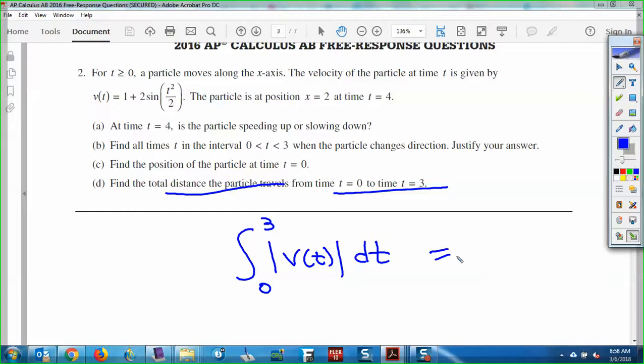What do we get? 5.301. Okay? That's it. It is really that simple. Find the total distance traveled. When you see total distance traveled, that's the integral of the speed, which is the absolute value of velocity. Absolute value of velocity. That's all you got to do. Type it in your calculator, get your answer. Okay, probably 2 points for that problem. Setup, answer. Okay, make sure you write the setup.